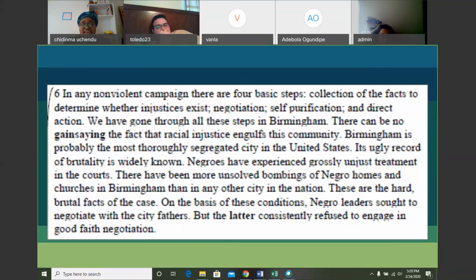racial injustice engulfs. Looking at this word engulfs, I want you to think of, this is very violent, especially the fact that I don't like snakes, but think of a snake kind of like, so if you put a rat, right, into like a cage with a snake, what happens?